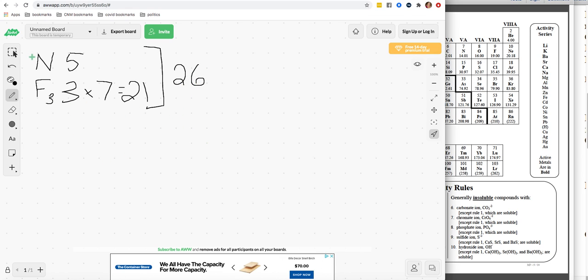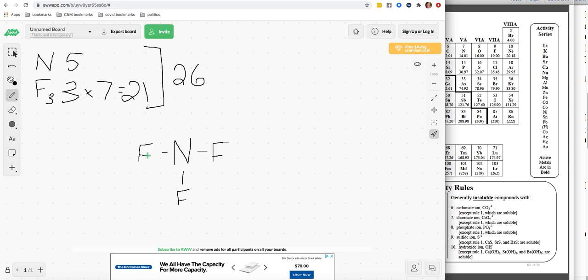Because NF3 has 1 nitrogen and 3 fluorines, we're going to put the N in the middle. And then we're going to attach that with single bonds to fluorine and fluorine and fluorine, and it doesn't really matter how you space out the fluorines.